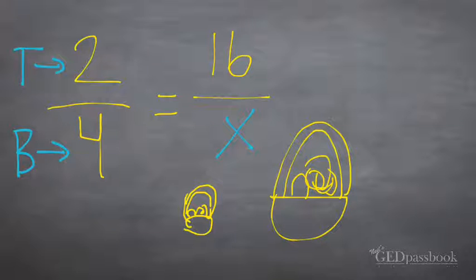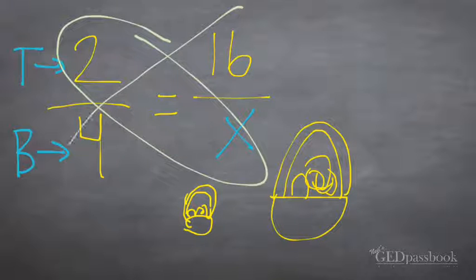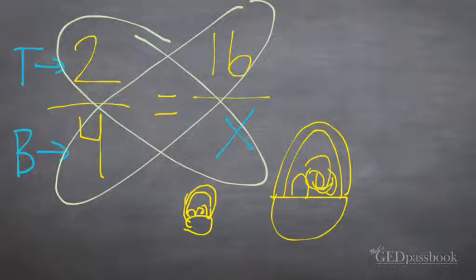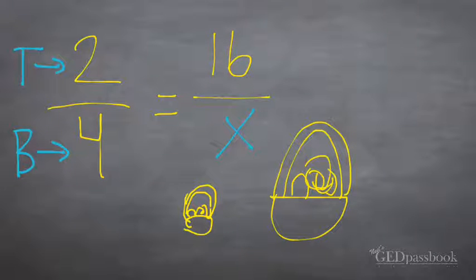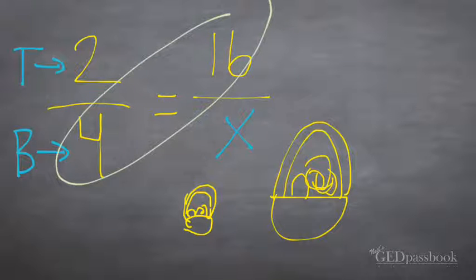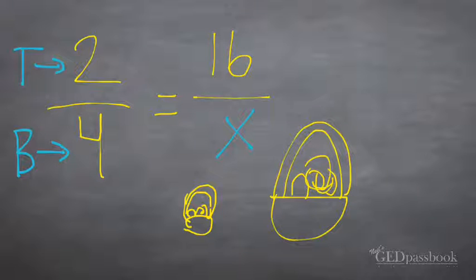Easy peasy. All you must do is look for the numbers that are across from each other, right? The 2 and the x, that can't be done because one is an x, right? 4 and 16, you found it. The 2 numbers across from each other, a diagonal from each other. What you do is multiply that. 4 times 16.